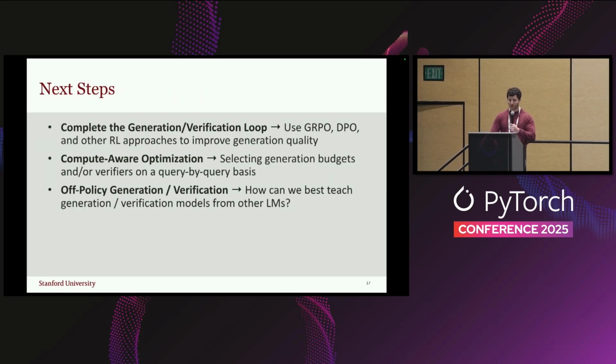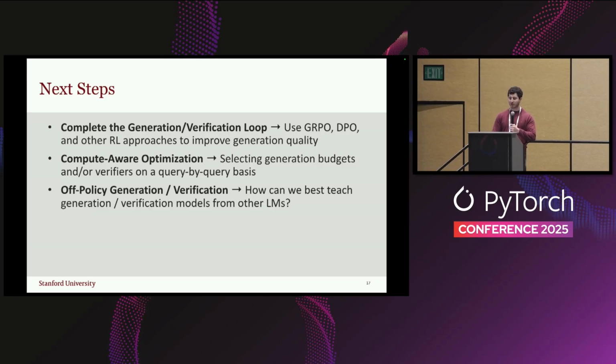As next steps, we're super excited to complete this generation verification loop. We're working with folks at Meta to fine-tune and post-train interesting models that allow us to improve the generation quality without having to go to verification again. So that's really exciting to see how we can use GRPO with the latest RL frameworks to push this out. We're also interested to see how we can make more compute-aware optimizations for these generation budgets.